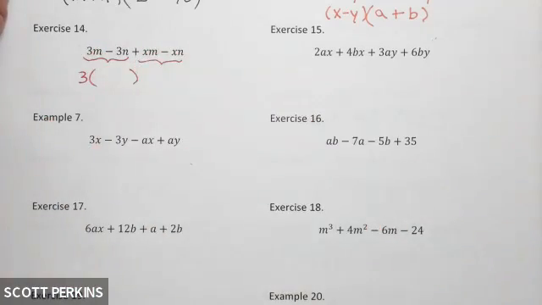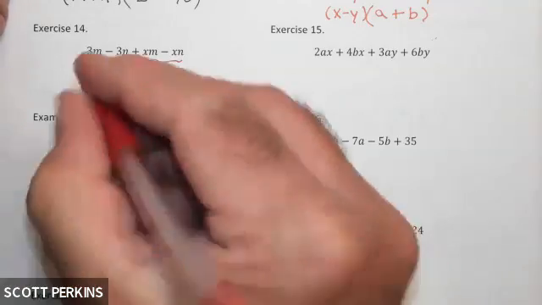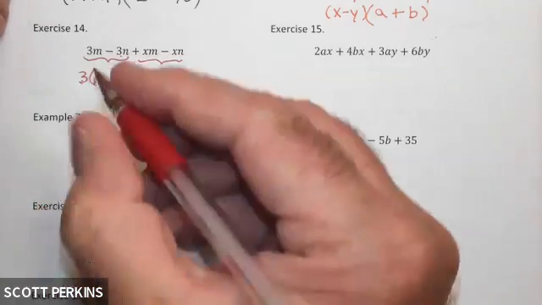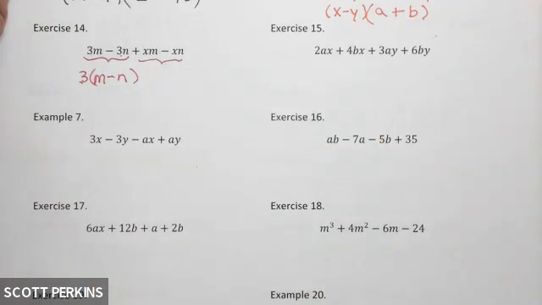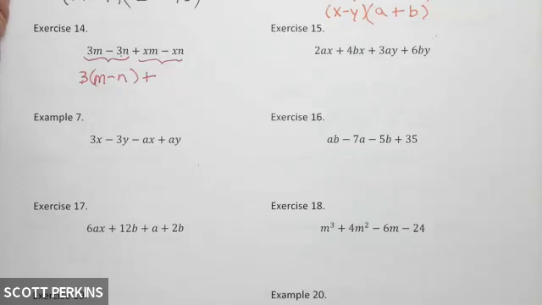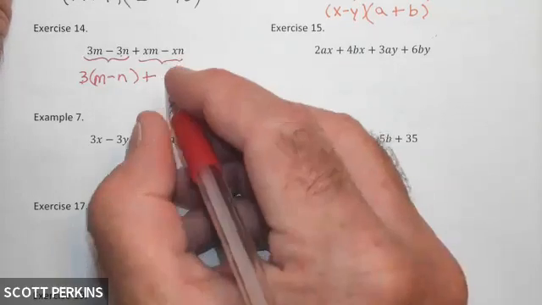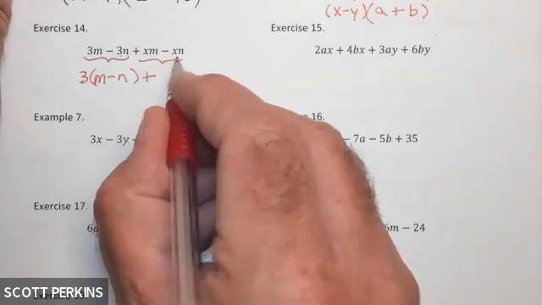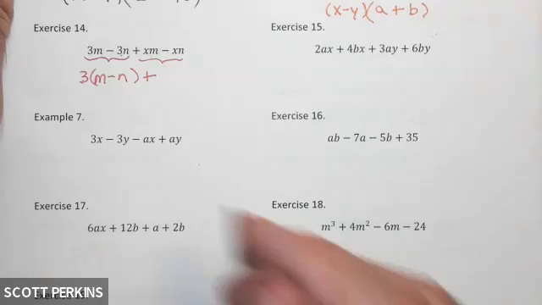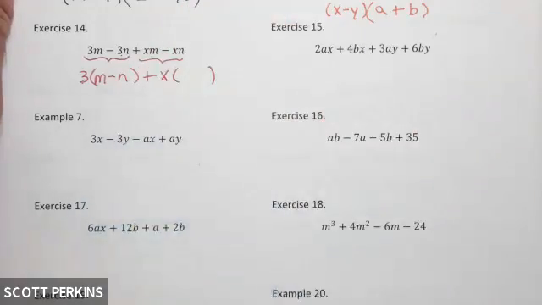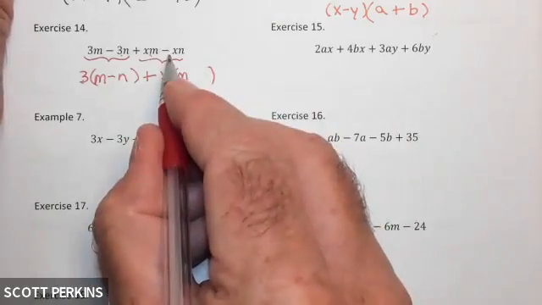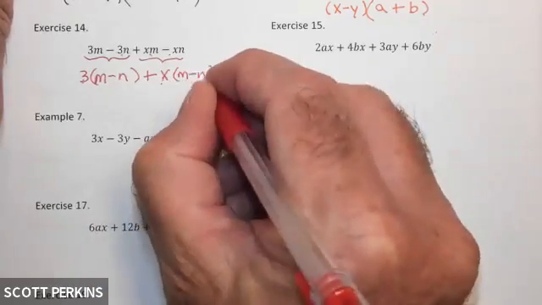3. 3m, when I factor out the 3, leaves me m. Negative 3n, when I factor out the 3, leaves me negative n. Again, I'm going to write down a plus. I will tell you what to look for when it's not going to be a plus. And what's left from the last 2 terms? What do they have in common? X. And when I factor out the x, xm divided by x leaves me m. Negative xn divided by x leaves me negative n.